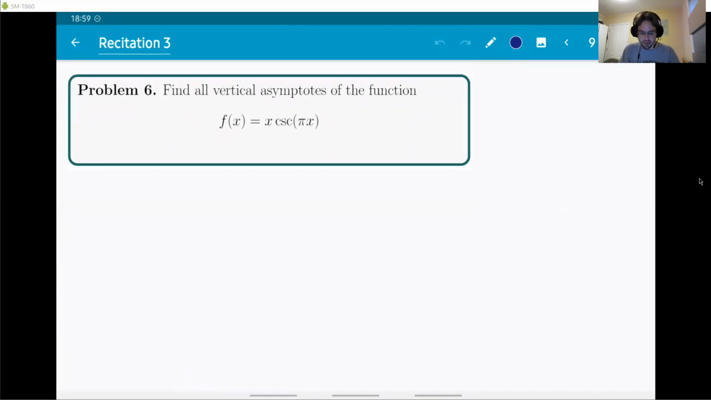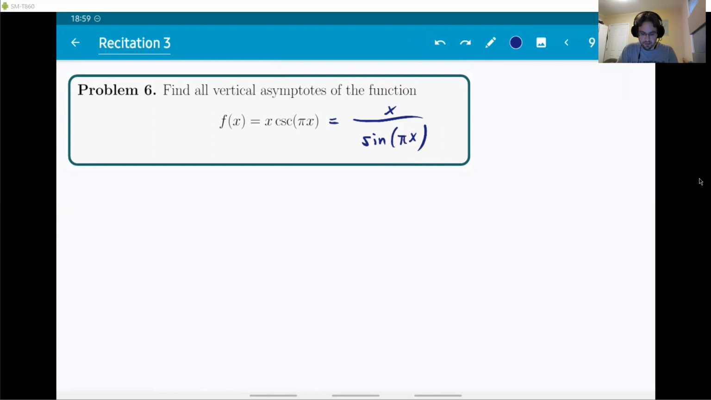Particularly this one with the cosecant. Just as a reminder, cosecant is 1 over sine. So if you're trying to find all the vertical asymptotes for this function, you have to understand the places where this denominator can be a 0. And there's lots of them, because there's infinitely many points where sine is 0. So try to think about this when you're sure that you understand the topic.